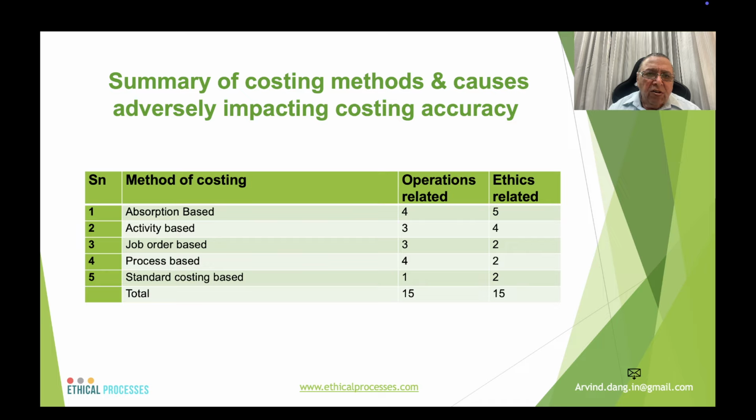There are 4 operations related and 5 ethics related causes identified. Number 2, activity based costing: 3 operational and 4 ethics related causes identified. 3rd, job order based: 3 operational and 2 ethics related identified. 4, process based costing: 4 operational and 2 ethics related causes identified. 5th, standard costing based: 1 operational and 2 ethics related causes identified. So overall 30 causes have been identified, which will be presented in the following slides.